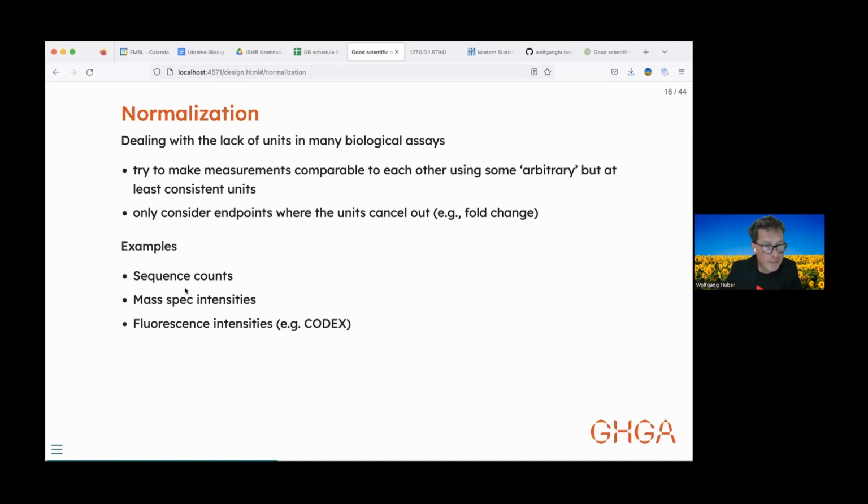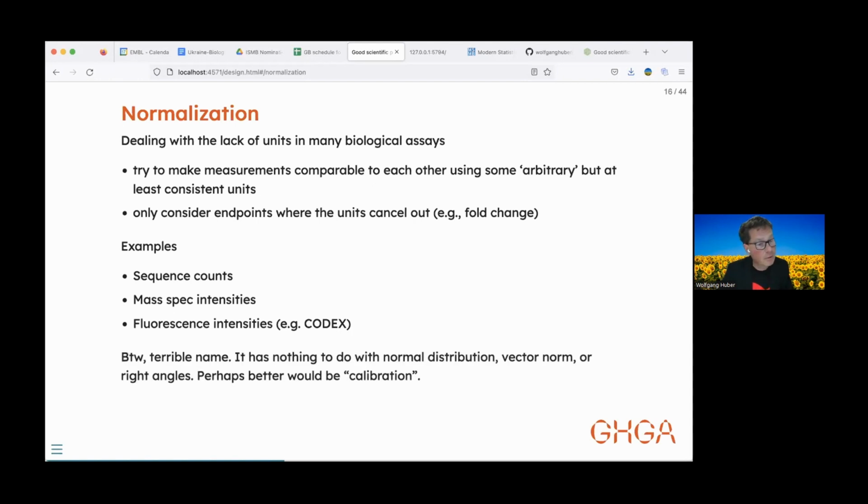So examples already, obviously everything that becomes measured in sequence counts, for instance, will depend on library size and sampling efficiency of the instrument. Those may vary a lot. So there's no easy relationship, let's say, between moles per cell and the count table. Same for mass spec intensities, same for fluorescence intensities, let's say in an immunohistochemistry assay. The measurements are internally comparable to some extent, but not really universal.